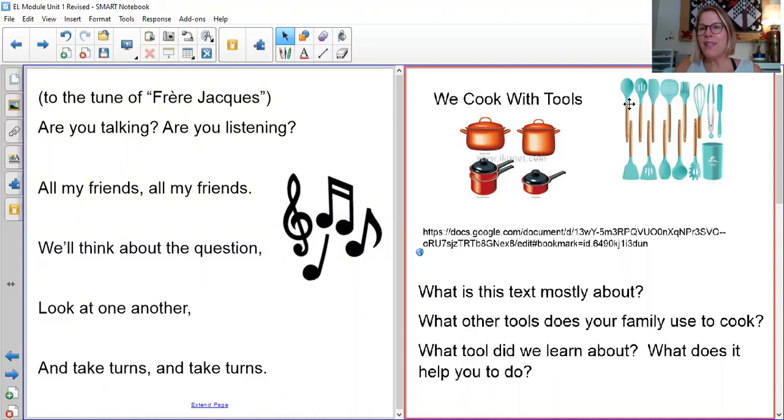And when we're done reading this text together, I'm going to ask you what the text was mostly about. You're going to think about what other tools does your family use to cook, and think about one tool that you learned about today and what that tool helps you do. So here is the story.